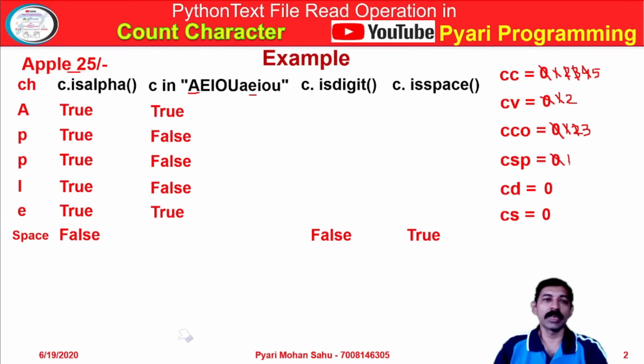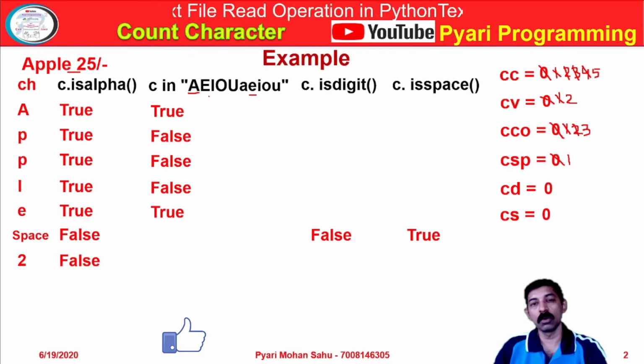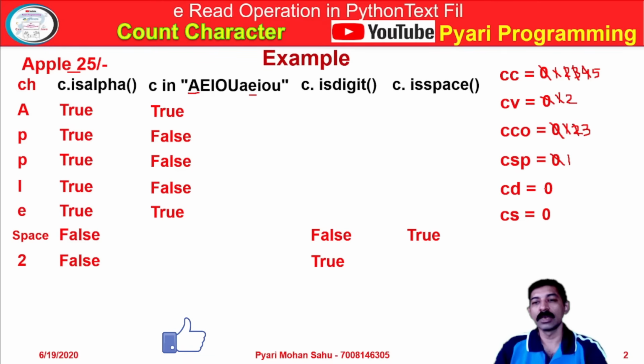Now I will extract the next one. Now I got 2. Now 2 is an alphabet? It is false. So I don't need to check now vowel because it is not an alphabet. Obviously it is not going to be a vowel or consonant. Now I will check, is it a digit? True. Now I will increase the digit counter by 1. It becomes your 1 now.